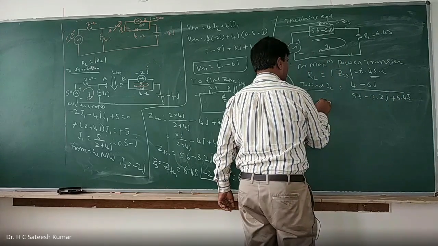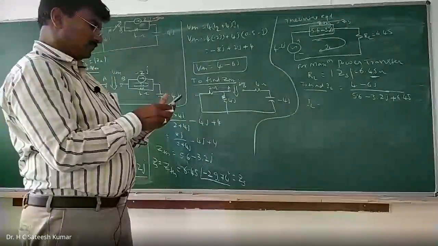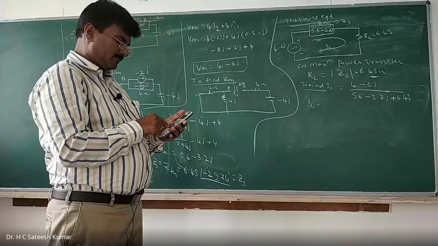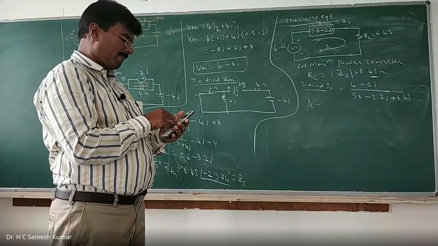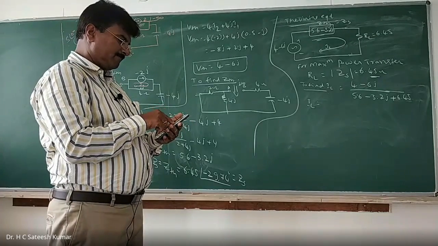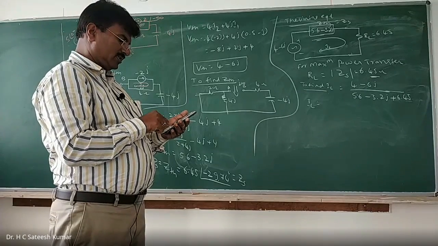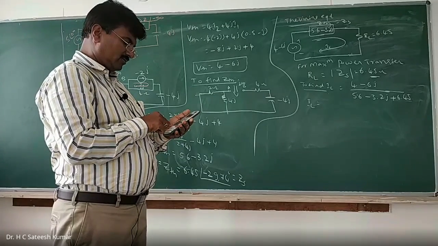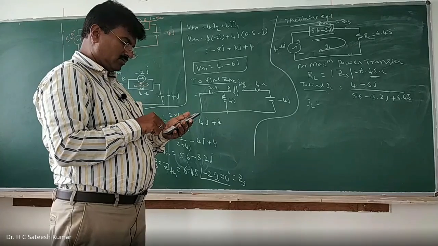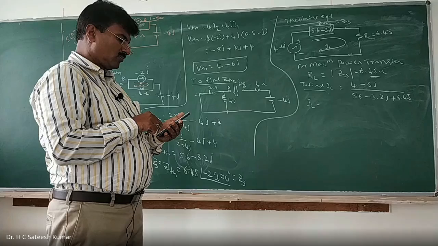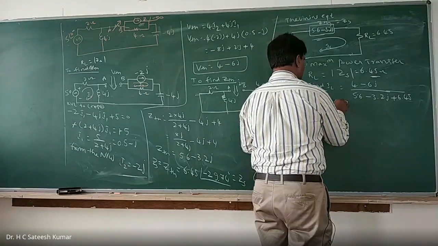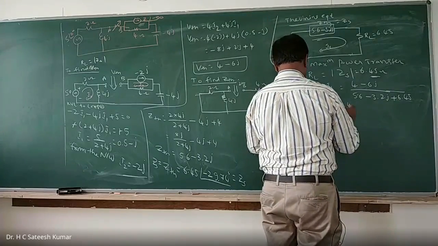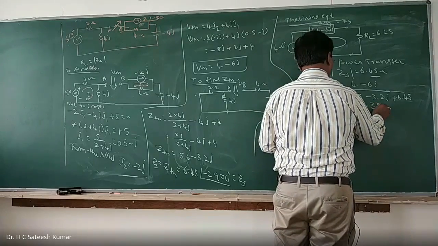How much is that IL? 4 minus 6j, okay, you'll have to put a bracket, divided by bracket 5.6 minus 3.2j plus 6.45, close the bracket, equals 0.433 minus 0.383j. Convert it into polar.